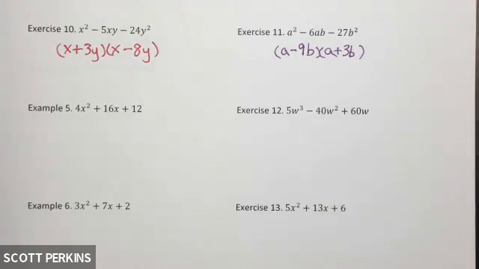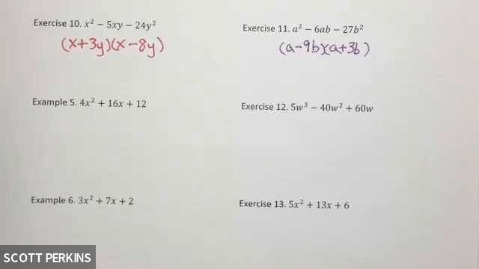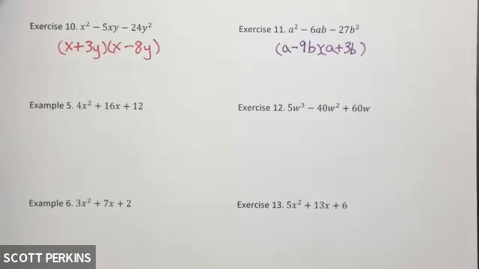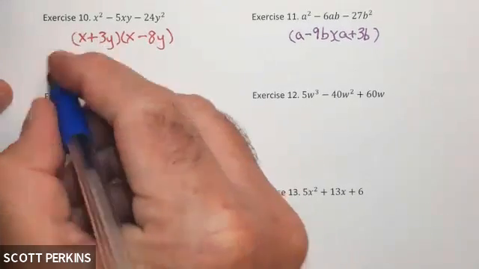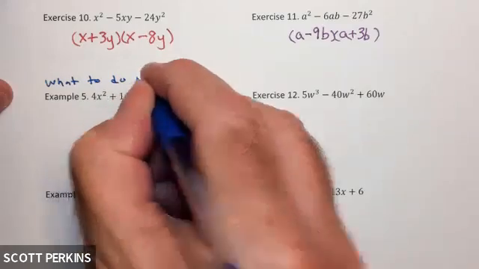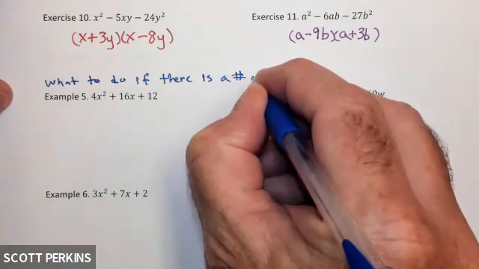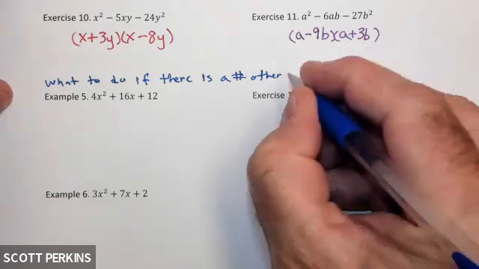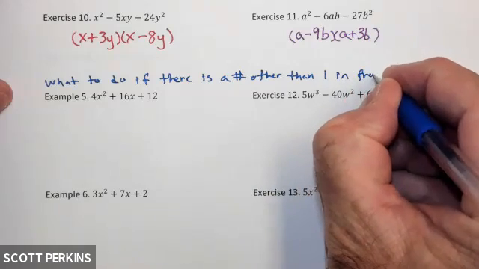Hopefully that's enough examples to help you feel confident and to remember or to learn, if this is the first time you've seen it, how to factor something when there's a 1 in front of the squared term. So that takes us to the next thing, which is what to do if there is a number other than 1 in front of the square.